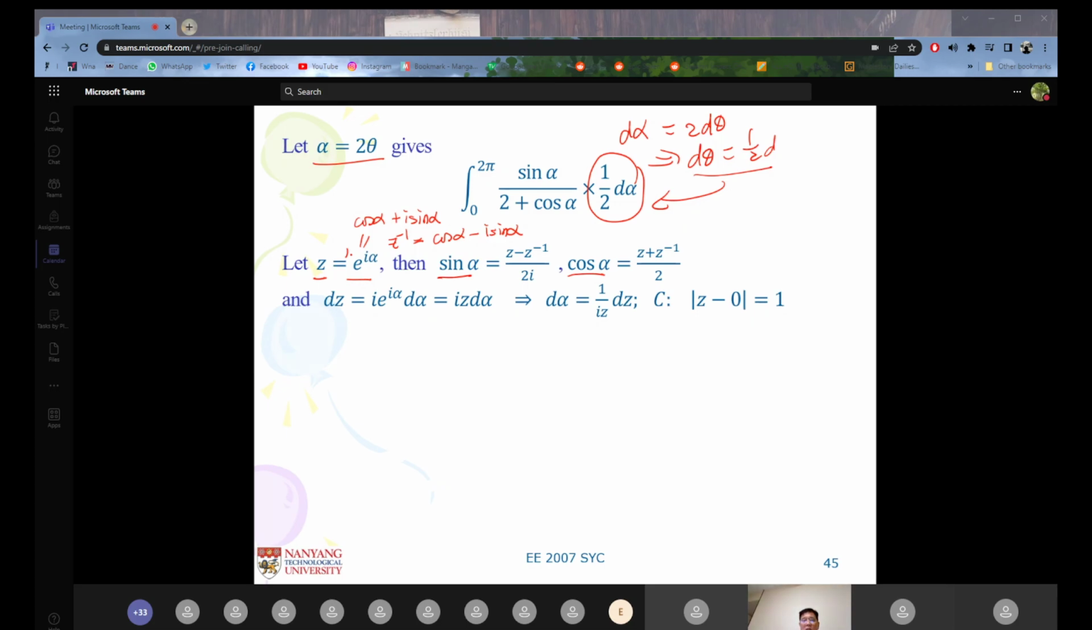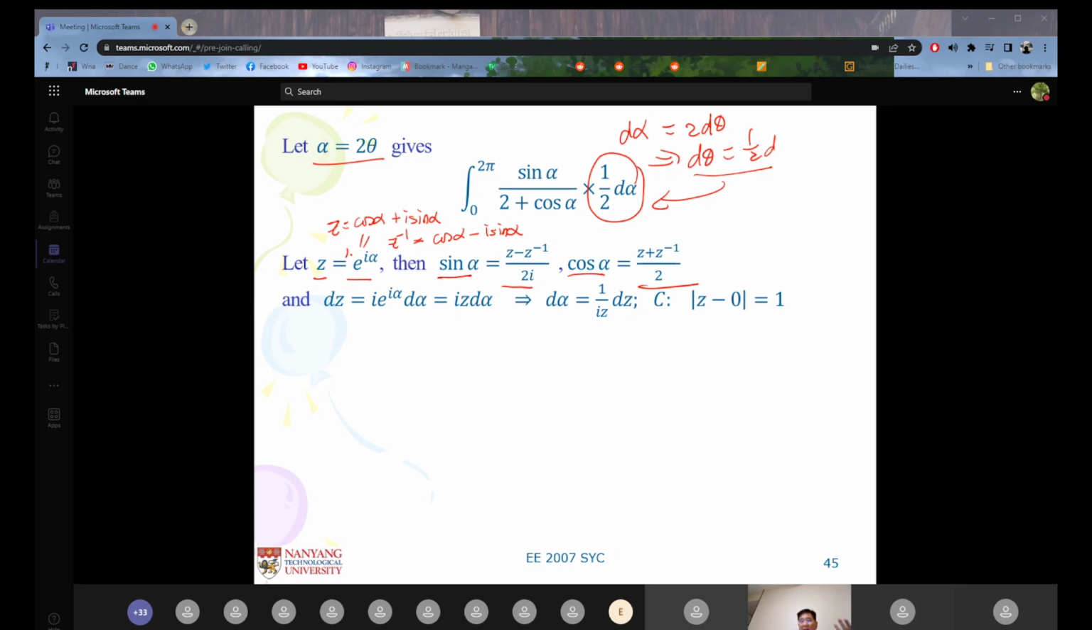Okay, adding z and z inverse will give me 2 cosine alpha. So cosine alpha becomes z plus z inverse divided by 2. And to get the sine alpha, I take z minus z inverse, which gives me 2i times sine alpha. So sine alpha becomes z minus z inverse divided by 2i.